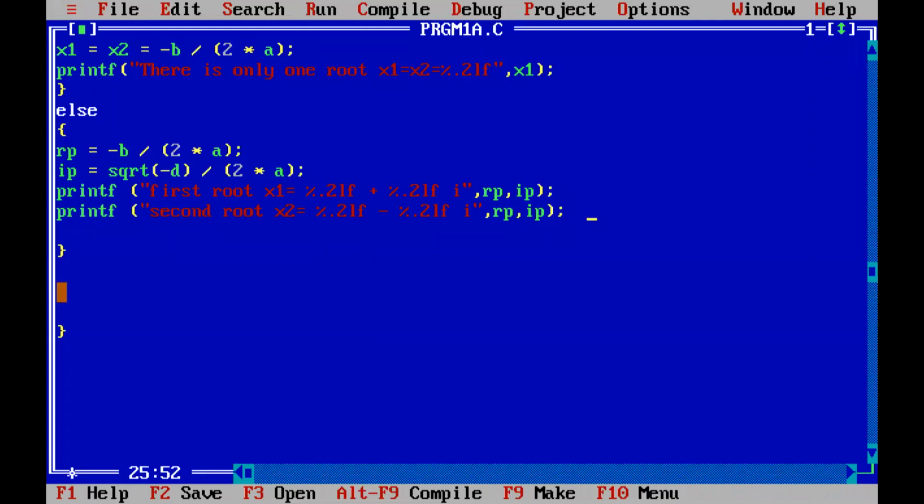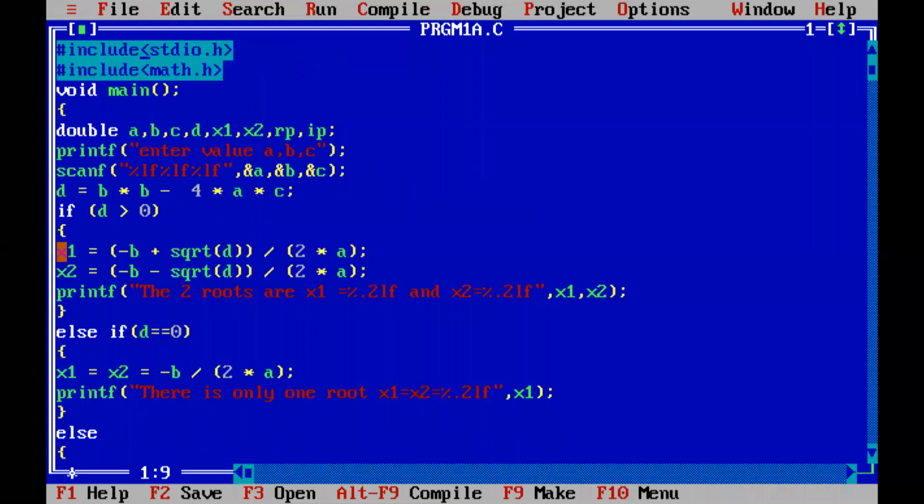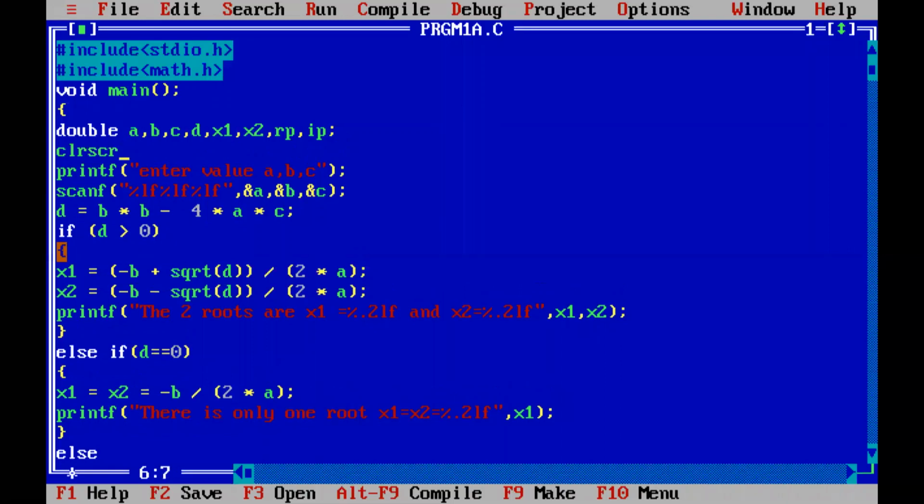Now what do we have to do? If we are giving a print statement, then you always have to catch hold of that output screen, so you can give a getch. Otherwise you will not see the execution. And if you want to clear the previous execution, you have to give clrscr. Okay, so all these are the changes. Now we'll see how many errors are there.